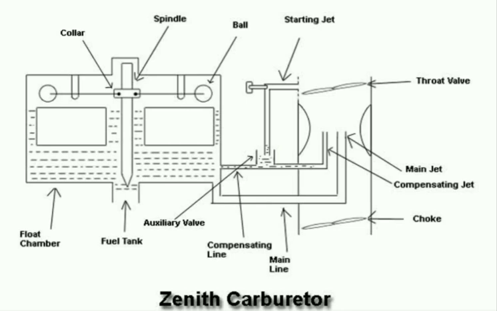This starting jet also gets fuel from the same reservoir from where the compensating jet gets fuel. The fuel is sprayed by the starting jet and mixes with the air present above the throttle valve to form a rich mixture. The ratio of air to fuel in this rich mixture is 11 to 1. This rich mixture reaches the engine and helps the engine to start, right?